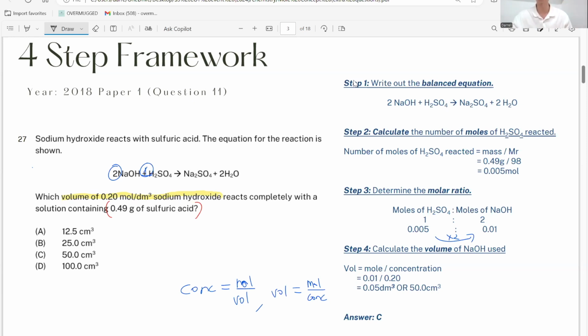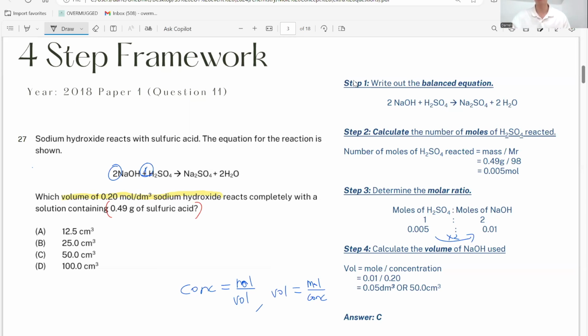Now, who do I compare it with? I'll compare it with what I want to find. If we go back to the question, it is asking us for the volume of sodium hydroxide. To solve the volume with the concentration provided, what I need is the number of moles of sodium hydroxide. So what should I be comparing my mole ratio with? I should compare what I found in sulfuric acid with what I want to find, which is the number of moles of sodium hydroxide. So what I put down is H2SO4 versus NaOH.